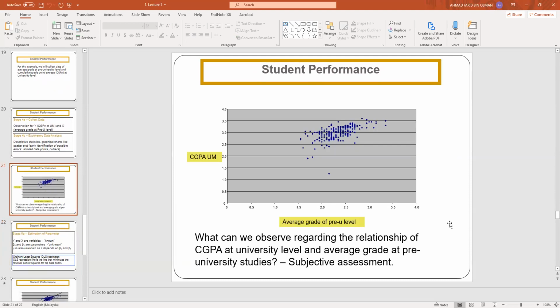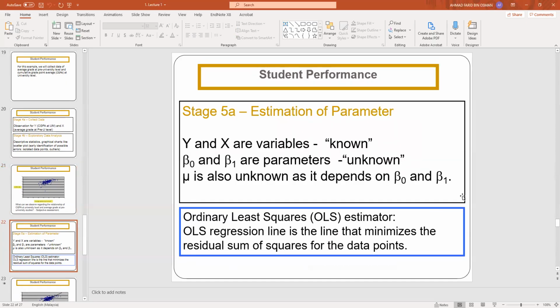So in order to know by how much, for example, when the previous performance, the CGPA at pre-U level, increases by 1 unit, how much it will influence the value of CGPA at university level, you need to estimate in order to find out the answer. So, estimation of parameters, the next step. y and x are variables, which are known.